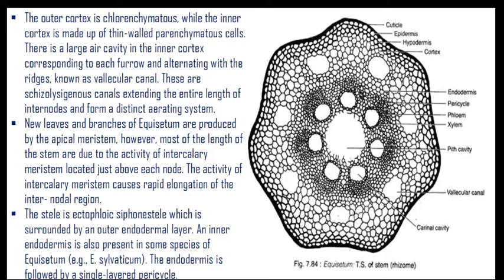An inner endodermis is also present in some species of Equisetum. So this is the outer epidermis and this is the endodermis. The endodermis is followed by the single-layer pericycle. So below this layer there is a single layer that is called the pericycle.